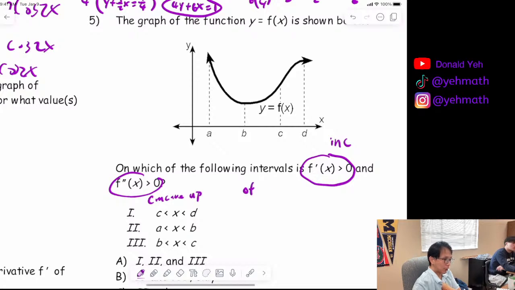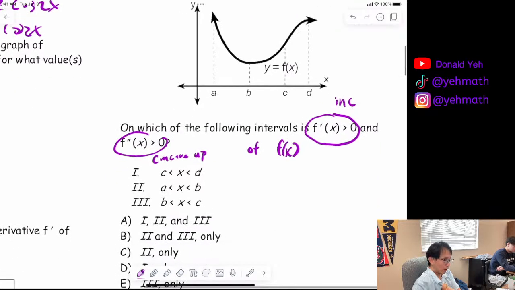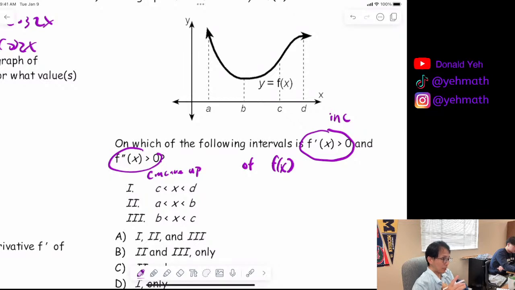Now, of the original function, right? But this is the original function. Which one's increasing? Well, b to d the original function is increasing. But what Catherine missed is increasing and concave up. So b to c is concave up. C to d is actually concave down. Look at the tangent line here. So this is concave down. This is up. But they're both increasing. So you want increasing and concave up. So that's only in this region. Does that make sense?